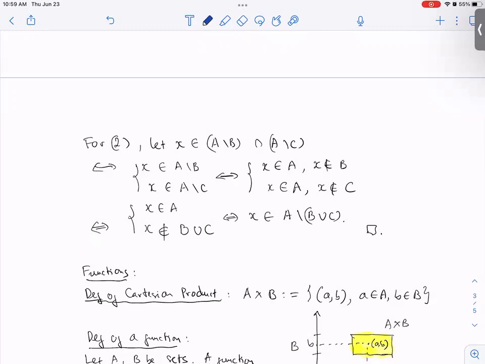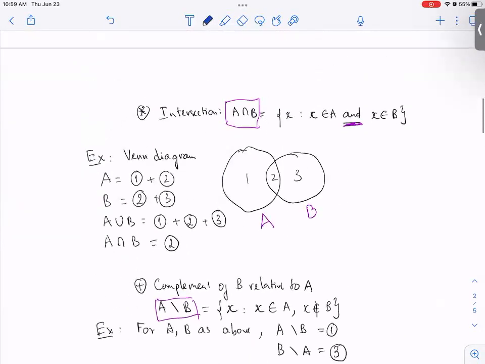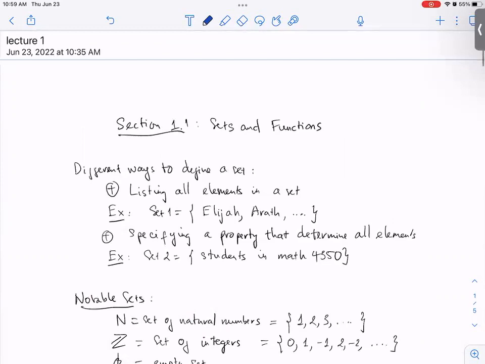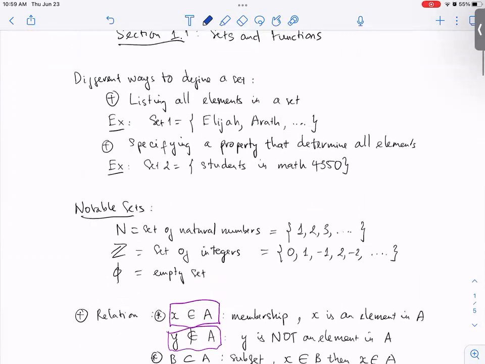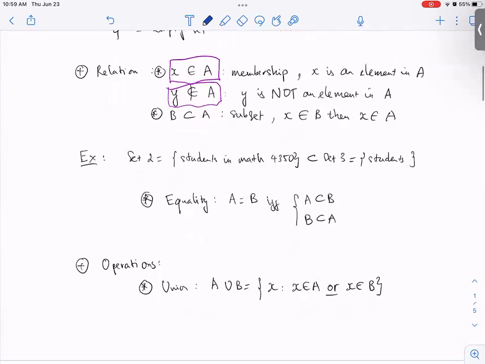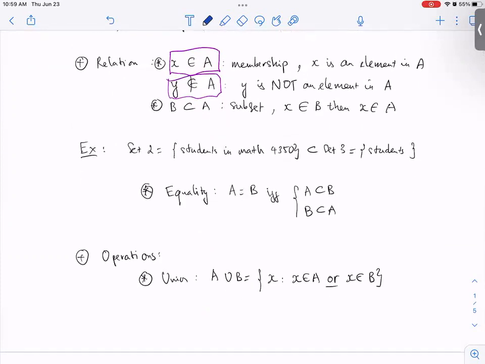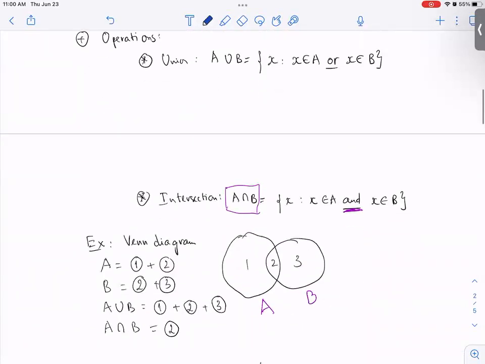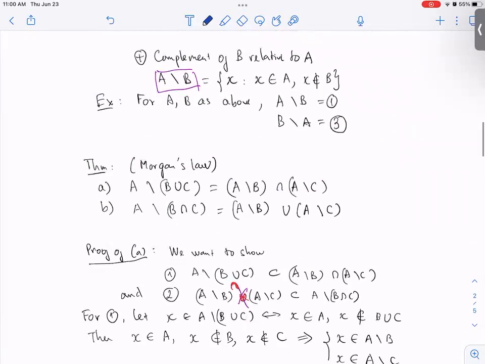And so in summary, the first lecture here is about sets, and we had different ways to define sets. We had several relations. We have the relation between an element and a set, and also the relation between two sets. And one set could be a subset of another, or the two sets could be equal to each other. We also discussed several operations on sets, such as the union, the intersection, and the complement.